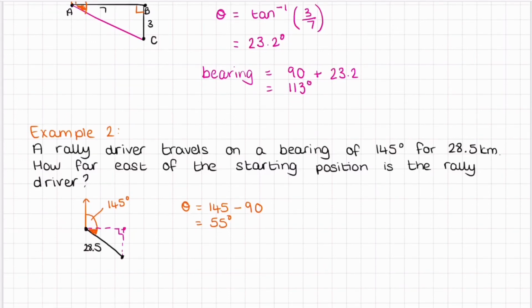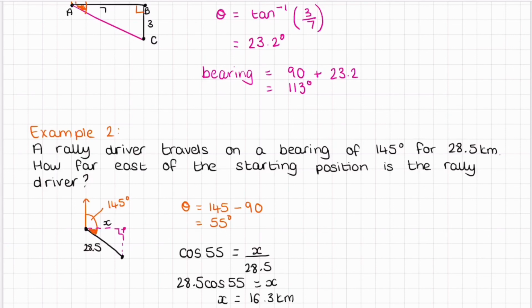So we know the angle, we know the hypotenuse, and we are wanting to find the adjacent. We want to find how far east. So we're going to use cos. So we're going to have the cos of 55 equals the adjacent divided by the hypotenuse. Rearrange that, so we're going to get 28.5 times the cos of 55 equals x. Work that out. We're going to get that x is equal to 16.3 kilometers. And I've just rounded that to 3 significant figures.